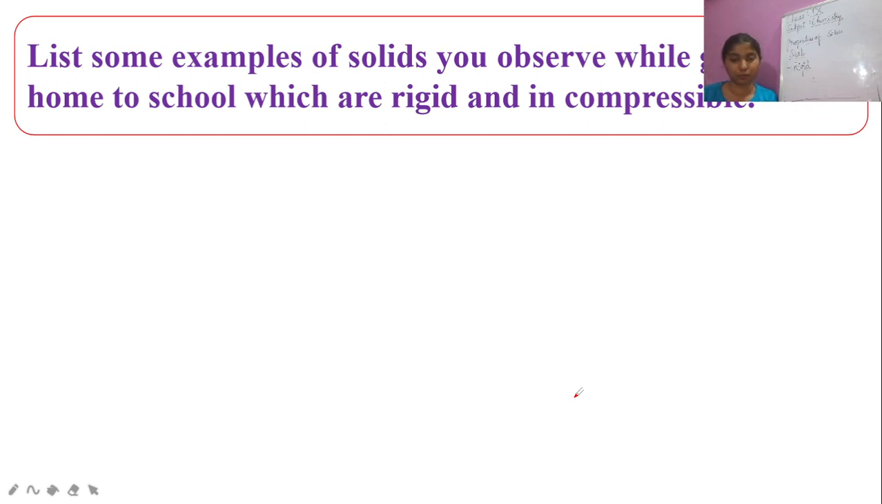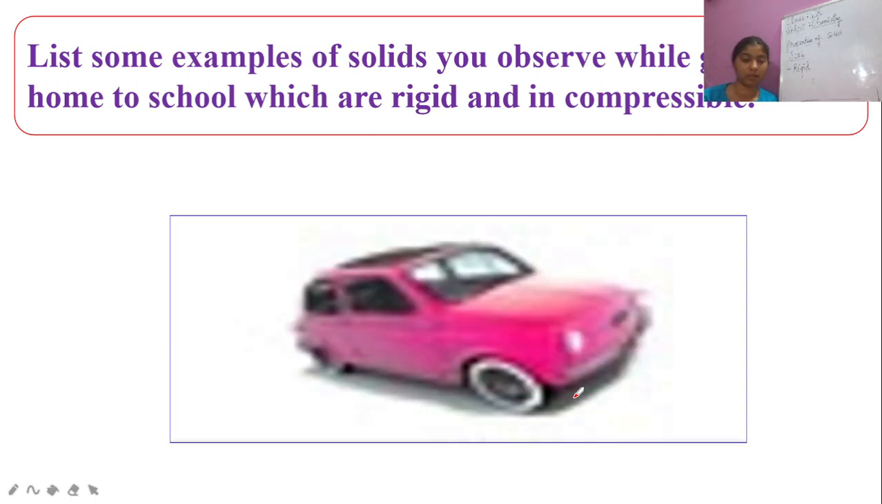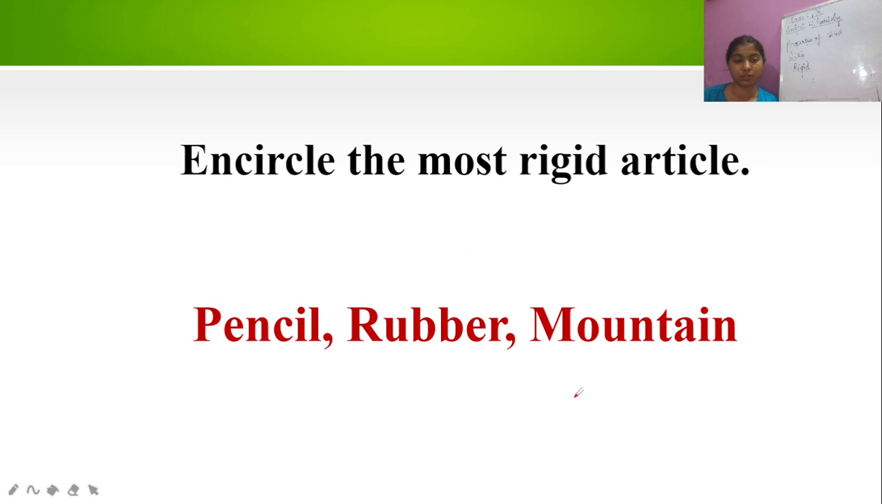Whenever you go to your school, you find very different solid rigid items, right? So there we have a notebook, an eraser, and if we go from home to school, we are talking about a tree, train, bus. So they are rigid also, right? I have pasted one car. Is it rigid? Whenever you hit it, it compresses. So now students, you have to encircle the most rigid article. Read this sentence and the options and write your answer in the comment box.